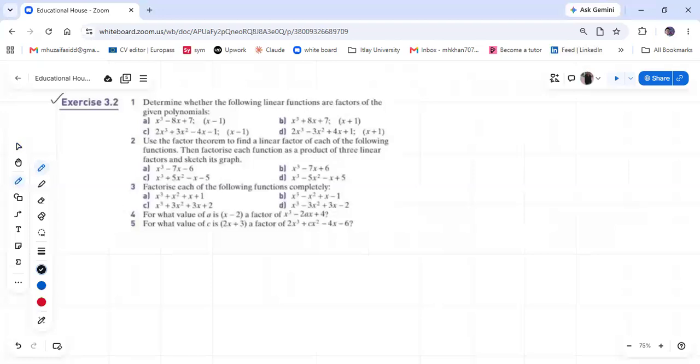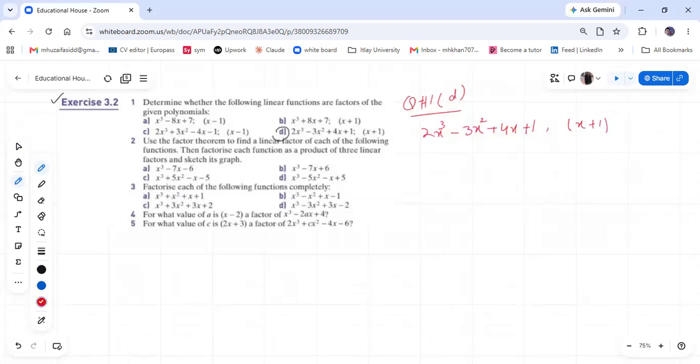If we want to check the factors, suppose I'm taking the D part of Q1. Our function is 2x cube minus 3x square plus 4x plus 1. And our factor is what?